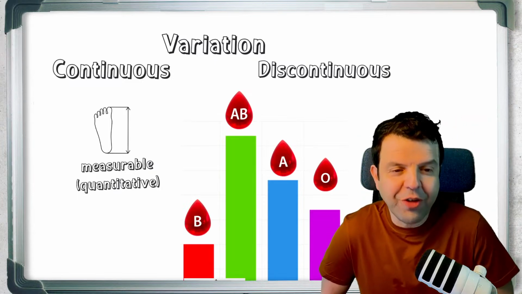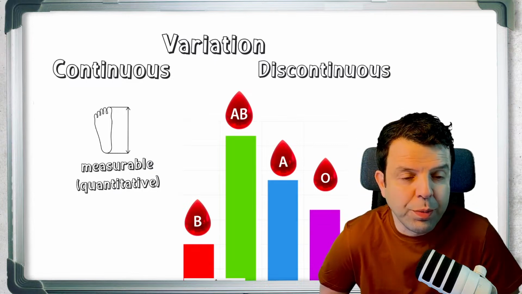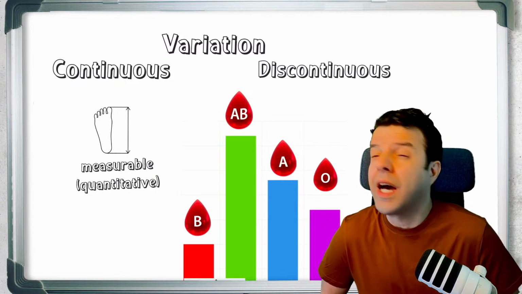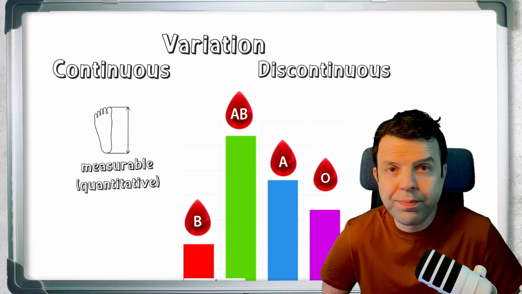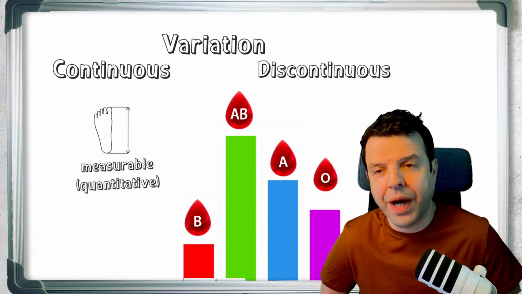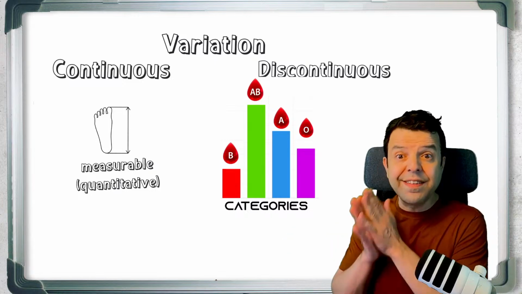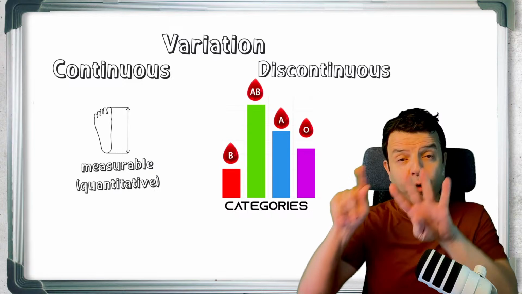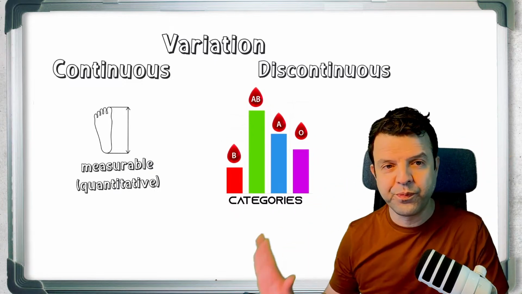Again, ask yourself this simple question. Is this measurable? Can I measure how much is my blood group? Is it influenced by the environment? Like having a certain diet, would that change my blood group? Not at all. So as long as it's not influenced by the environment, then it's always discontinuous. And it comes in separate categories. People usually fall into 4 major blood groups. Okay?